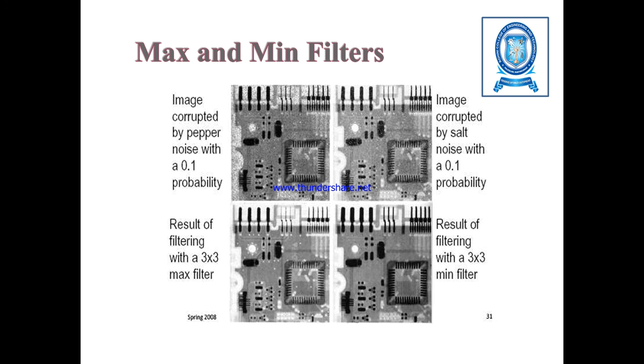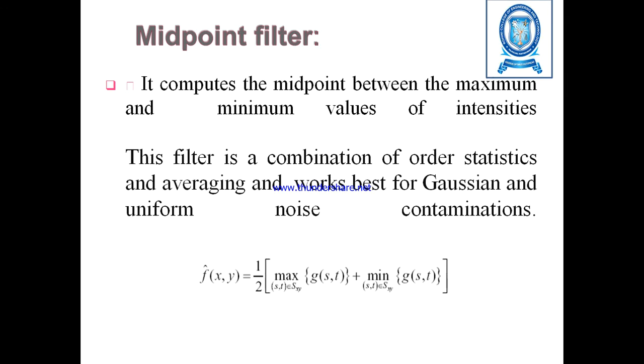So now let's see an example. First, the image is corrupted by pepper noise with 0.1 probability, and next the image is corrupted by salt noise with 0.1 probability. The result of filtering with a 3x3 maximum filter and a 3x3 minimum filter is given. You can note that.